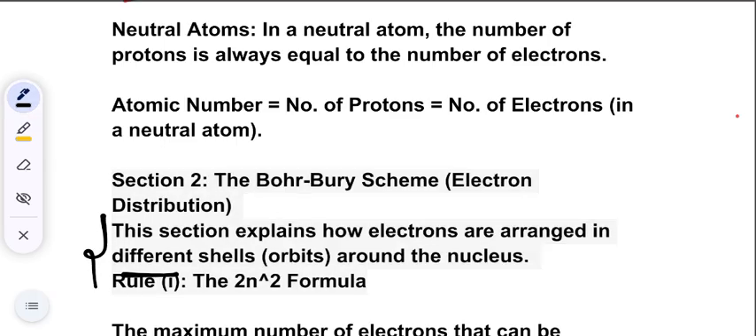Okay, so let's continue with the definition. This section explains how electrons are arranged in different shells or orbits around the nucleus. You can simply write: this section explains the arrangement or distribution of electrons around the nucleus in different energy shells. Fine.